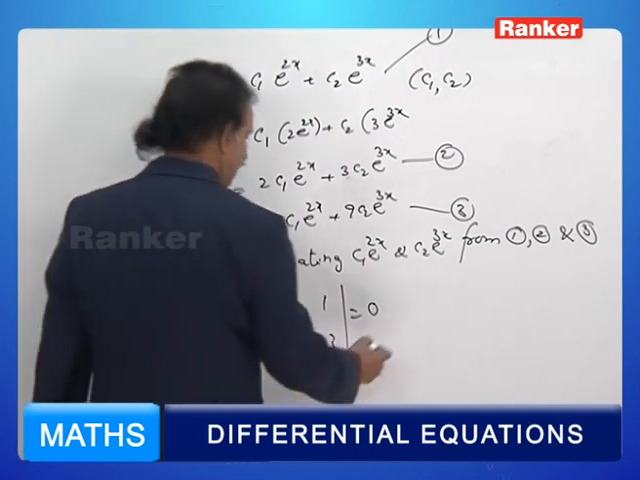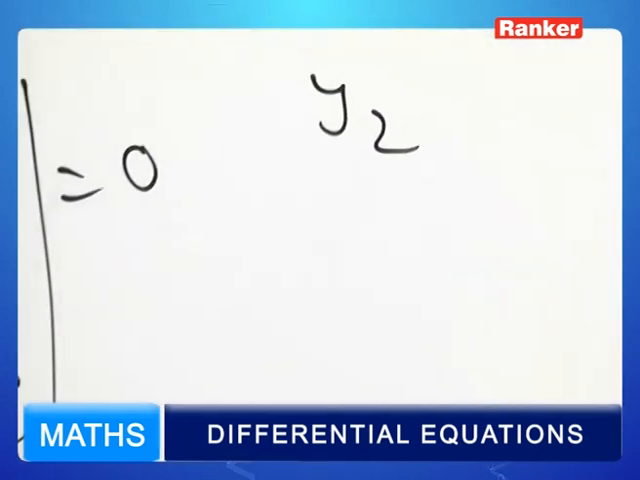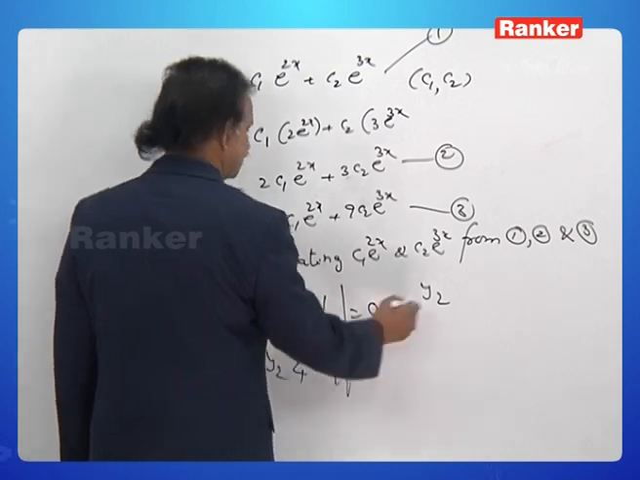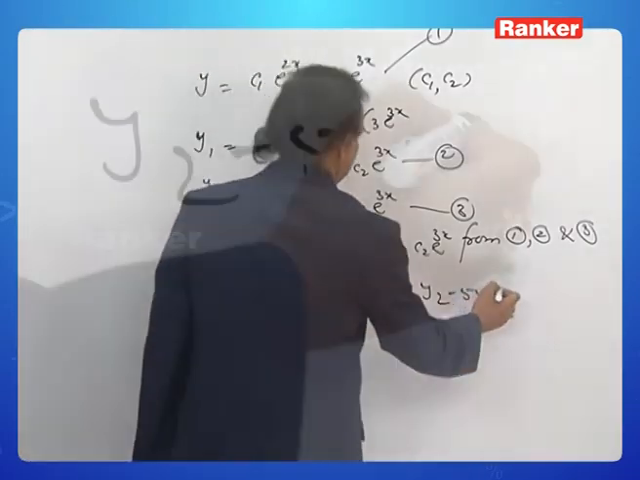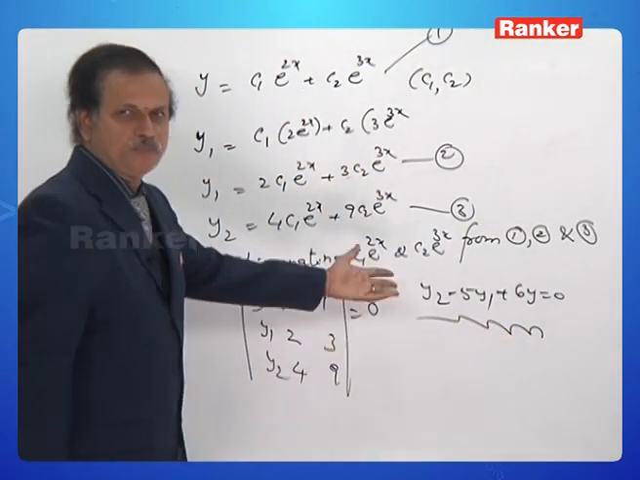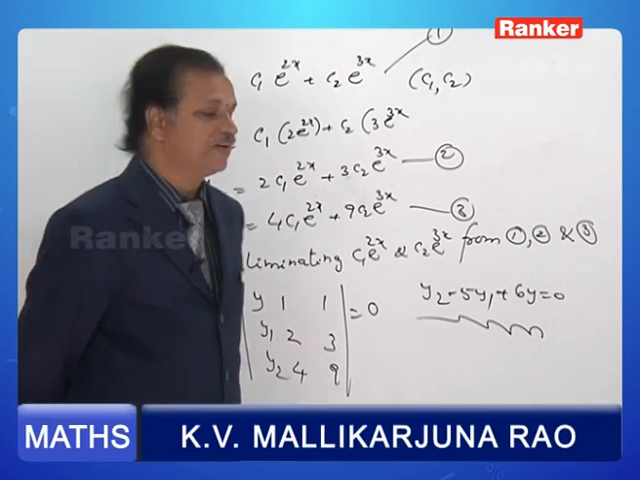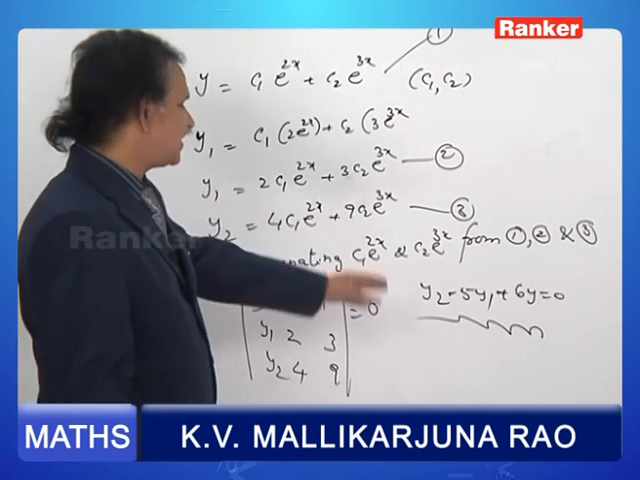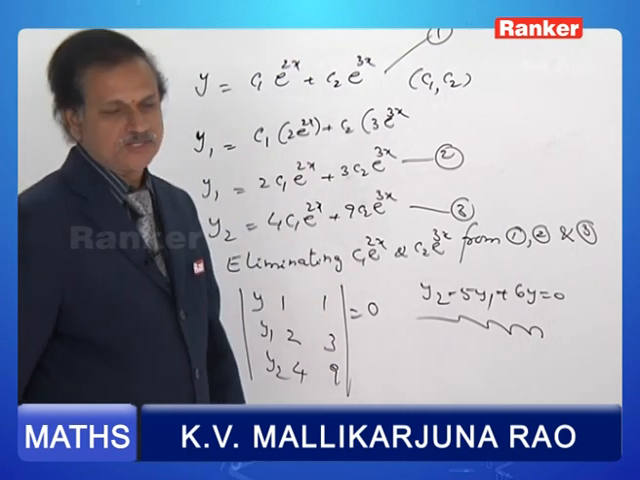Okay, you obtain the determinant. 3 minus 2 is 1. Y2 minus Y1 into 9 minus 4 is 5, minus 5Y1, plus Y into 18 minus 12, plus 6Y is equal to 0. You look at how simple it is. So it is d square y by dx square minus 5 dy by dx plus 6y is equal to 0, the differential equation of second order and first degree. Yes, first degree. Well done.